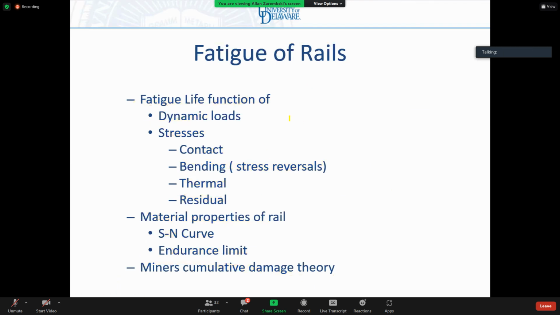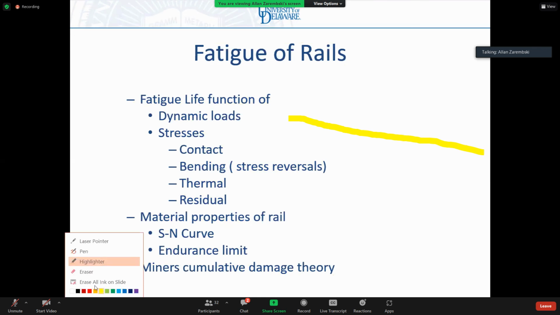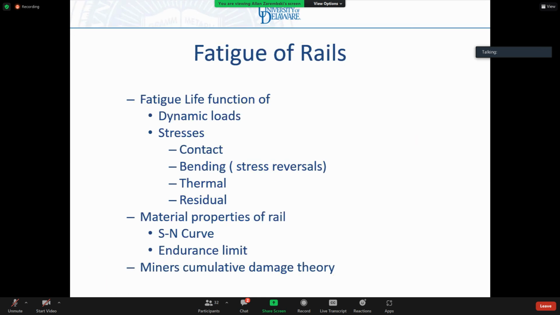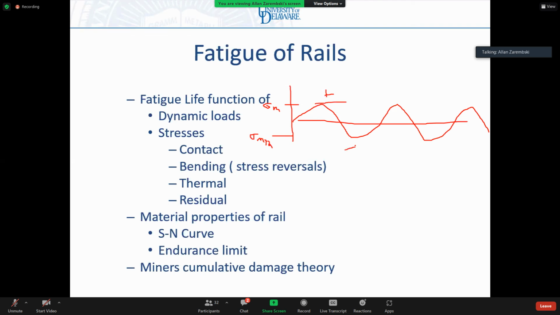Okay, if I were to plot my stress with time, right? So this is sigma max. This is sigma min. This is positive. This is negative.